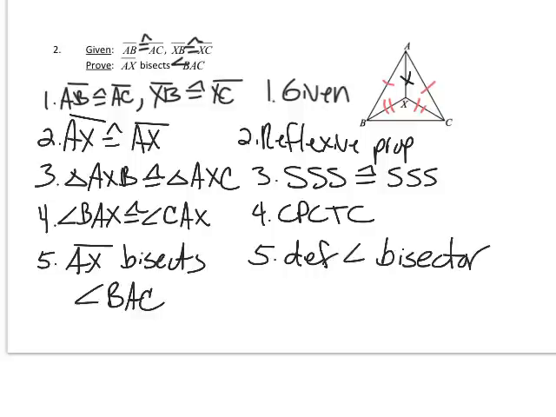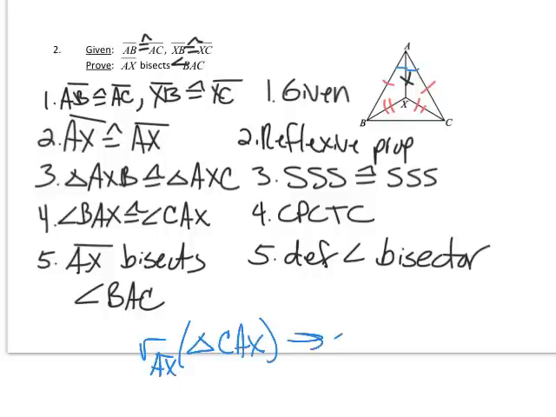So this is an example of how we first got the triangles congruent, and then we use CPCTC to get these angles congruent, and then we use the definition of an angle bisector to say that AX bisects BAC. If I wanted to think of the rigid motion that maps ACX to ABX, it looks like it would be a reflection over line AX. So that would be a reflection over AX of triangle CAX, and that's going to map it to triangle BAX.